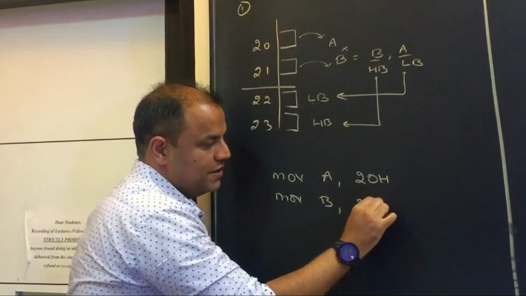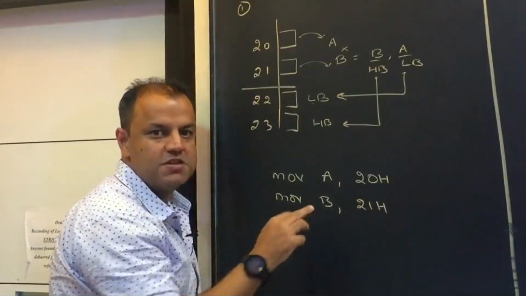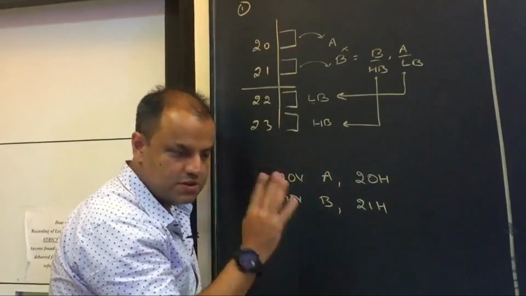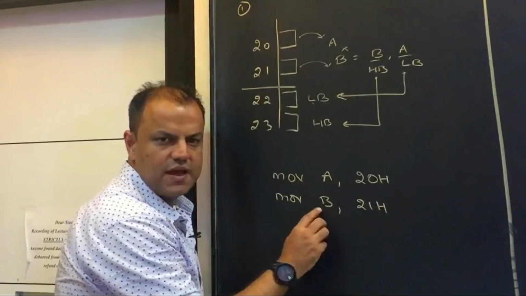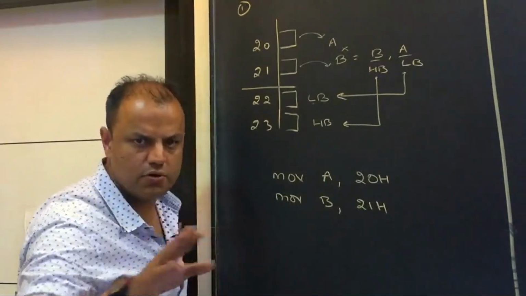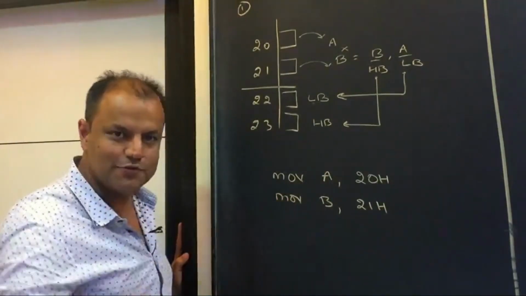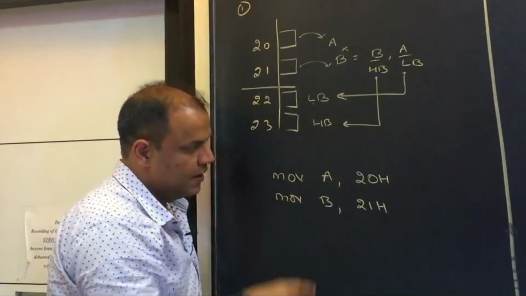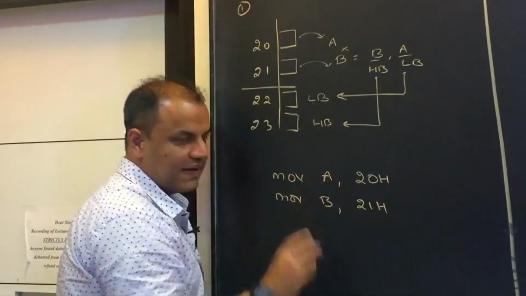Move B, comma 21H. B is an SFR. The assembler will substitute the address of B, that is 0F0. You don't have to do it. You can write B. The assembler will substitute the address. Some college teachers just have a habit of writing 0F0. That is not wrong. That is also fine. Assembler will anyways put 0F0 as the address of B. Anyway, it doesn't matter. So you've taken the first number in A, you've taken the second number in B.